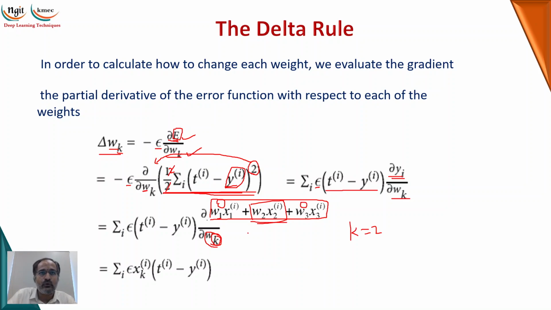For this, the derivative is whatever you get from the derivative formula. We are getting that w2 will be eliminated and x2 will be left. So whatever k is there, that xk will remain in the equation. So we get Σ ε xk (ti − yi). This is what we have already calculated. So this is the delta rule concept.